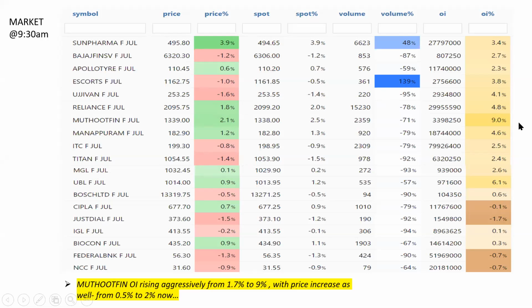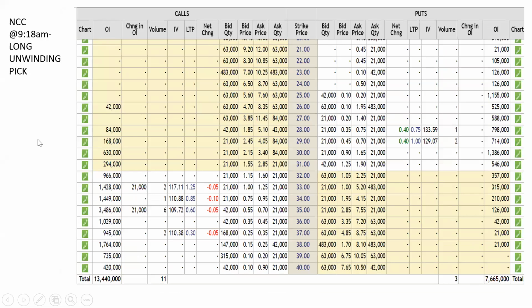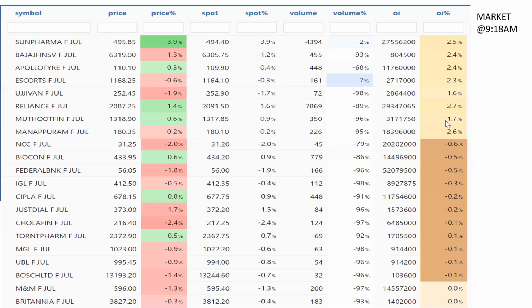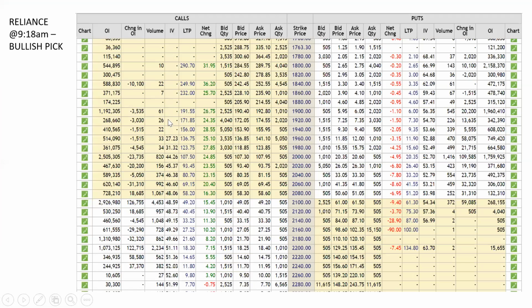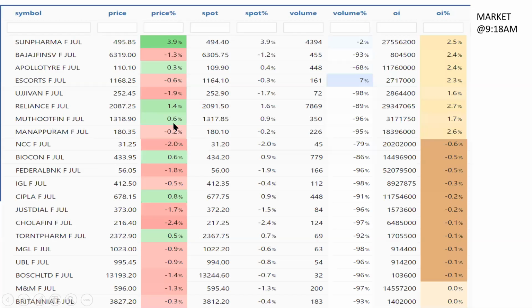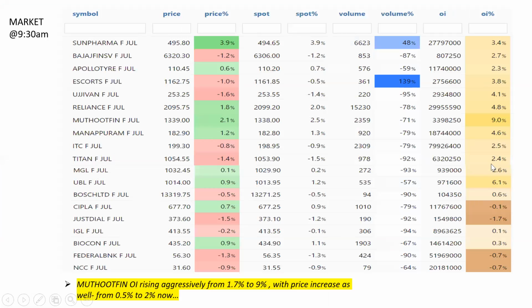But in this screen, we suddenly see a very sharp rise in OI. When we took the Muthoot screen at 9:18, we didn't have this OI, we had only 1.7%, and the price was 0.6% up. At 9:30, when I see that same screen, OI is increasing very rapidly in Muthoot, and the price has moved from 0.5% to 2%. So this is again a very good candidate for me at 9:30 to see if this stock can help me get any move.